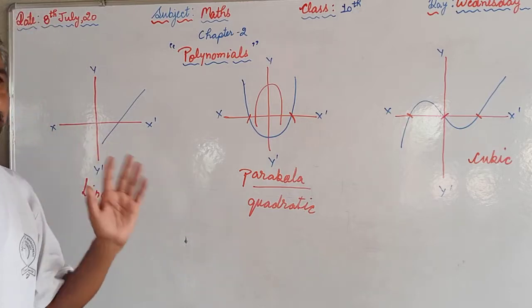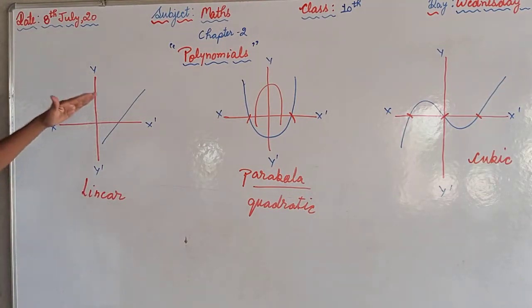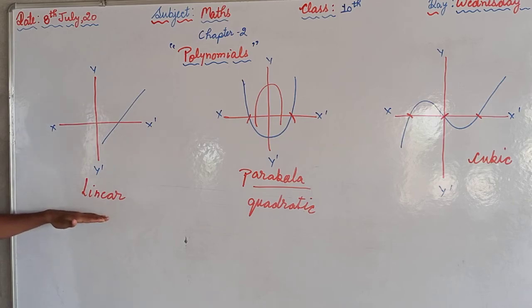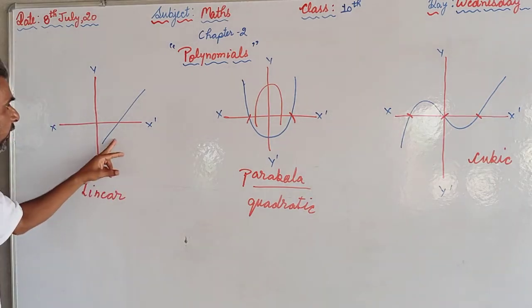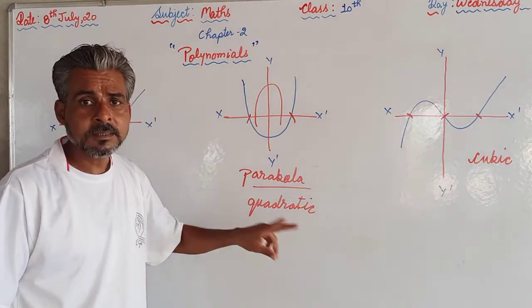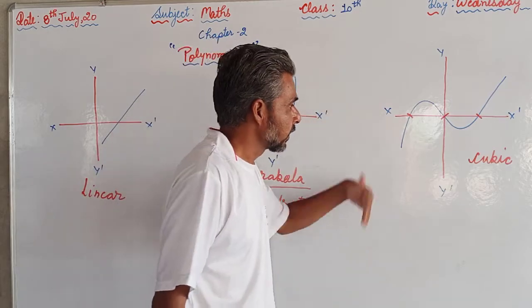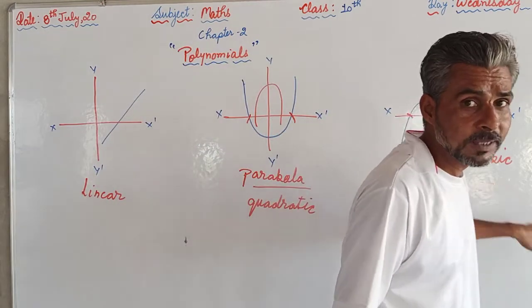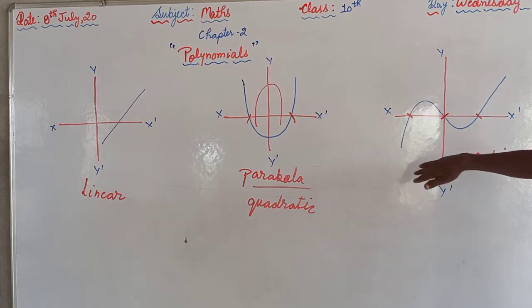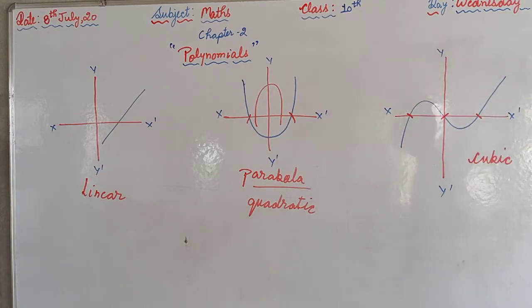Means we are supposed to keep in our mind the degree of the different polynomial. The degree of linear polynomial is 1. So it will cut the x-axis at 1 place. The degree of quadratic polynomial is 2. So that will cut the x-axis at 2 distinct points. And the degree of cubic polynomial is 3. So that will cut the x-axis at 3 different points. Means 1, 2 and 3.